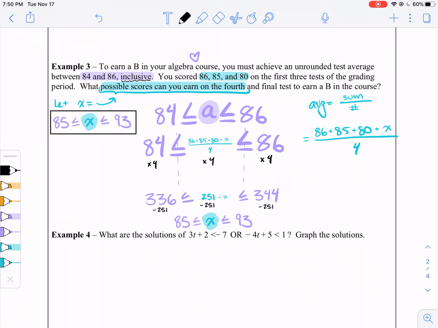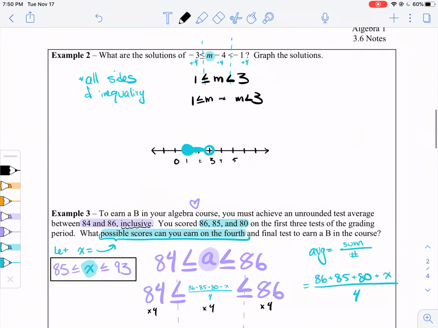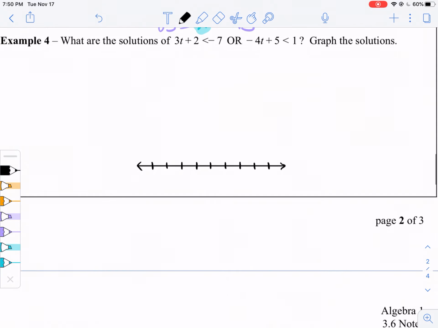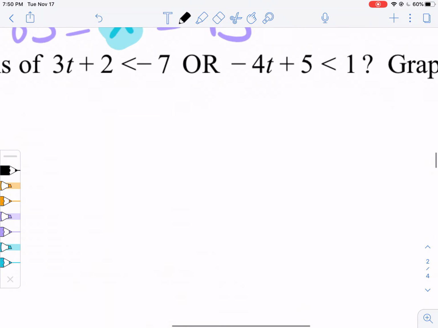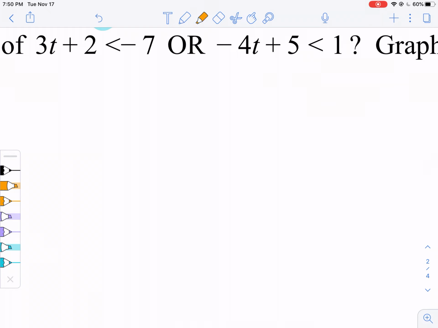Right? Okay, well we've been doing ands, doing lots of ands. What if you have an or? If you have an or situation where you combine the two, then you just need to treat them as 2 separate inequalities and then graph them.